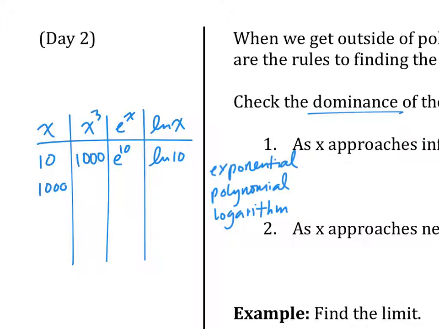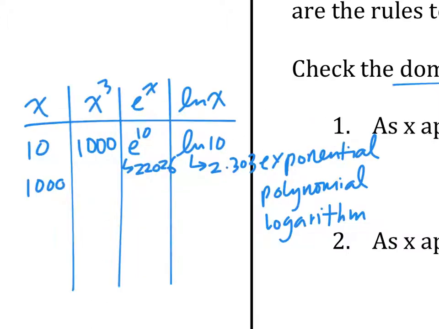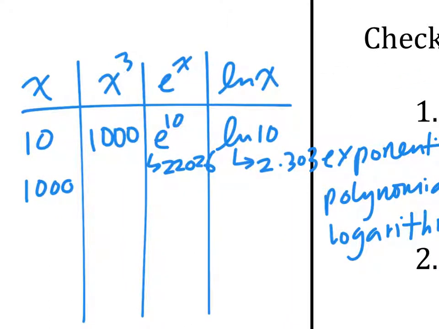E to the 10. It's literally ginormous. It's 22026. My calculator can't even handle e to the 1,000. Now natural log 10 is about 2.303. Which one is the biggest? Exponential.